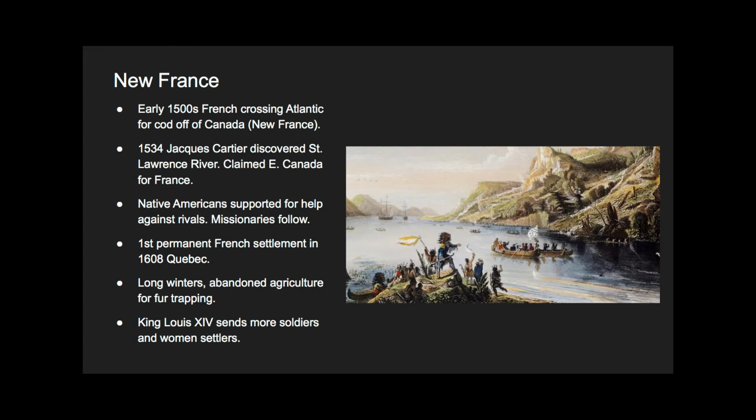We have, in the early 1500s, the French crossing the Atlantic for cod off of Canada, which will become New France. By 1534, Jacques Cartier is going to discover the St. Lawrence River and claim eastern Canada for France. What we'll also see is French explorers and fur traders starting to travel inland with the help of Native American allies, looking for support against rival Native American groups. And of course, religion will follow as well. The Jesuits and other missionaries will soon follow these explorers in.